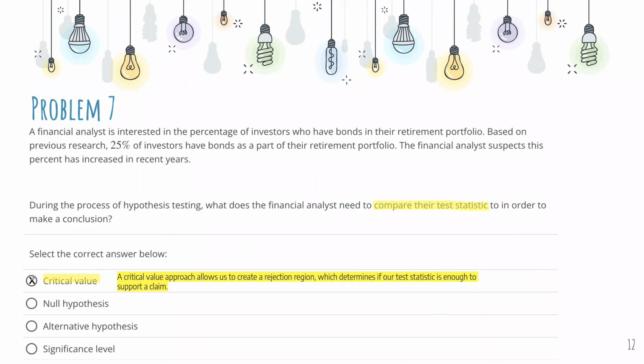in the critical value approach. So this is the correct answer, because a critical value approach allows us to create a rejection region. The critical value is the one that allows us to create a rejection region, which determines if our test statistic is enough to support our claim.